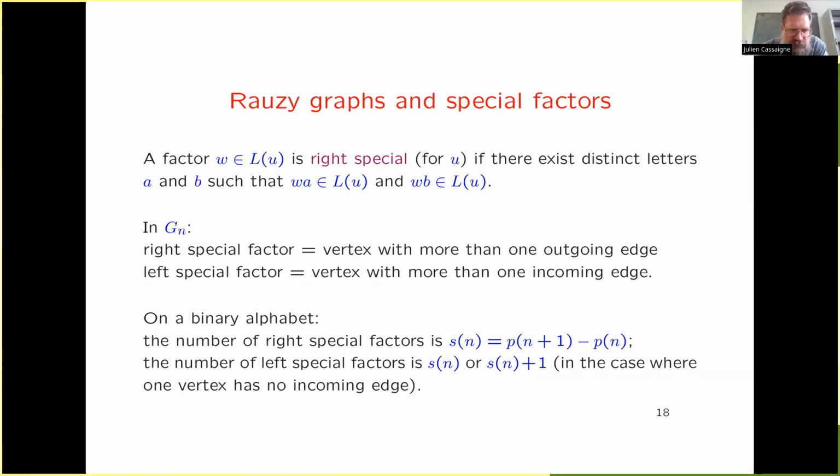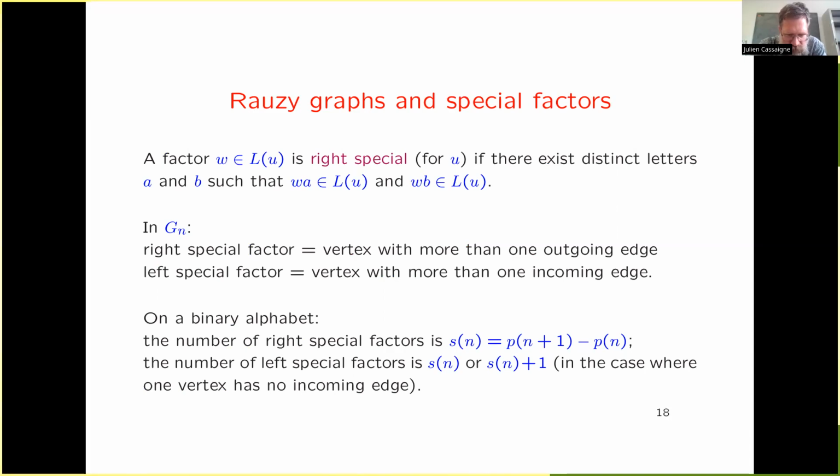And so I mentioned vertices with several outgoing edges. This is exactly equivalent to right special factors. A right special factor is a factor that has several possible extensions to the right. So w is a right special factor if there are two letters a and b, with a different from b, such that wa and wb are both words in the language. And a right special factor is exactly a vertex with two outgoing edges. You can do the same to the left with incoming edges.